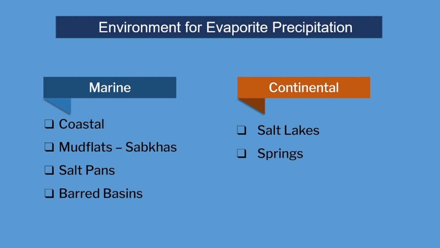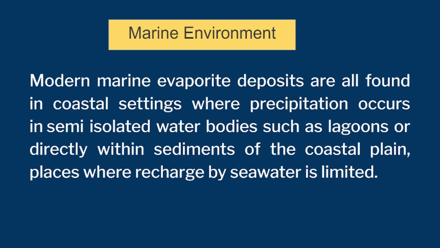We can find evaporite deposition in marine and continental environments. Coastal, mudflat, salt pan, barren basin are included in marine environments, where salt lakes and springs are included in continental environments. Recent marine evaporite deposits are all found in coastal settings, where seawater supply is limited, places like lagoons and coastal plains.